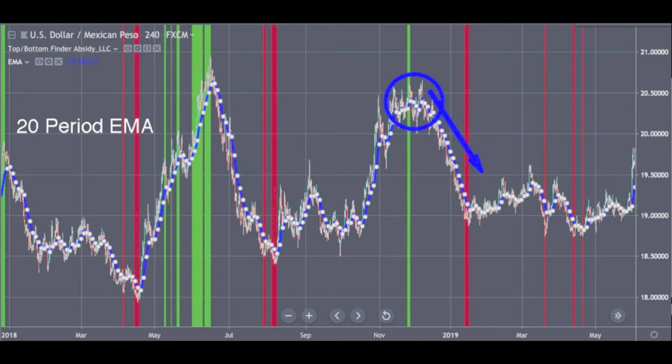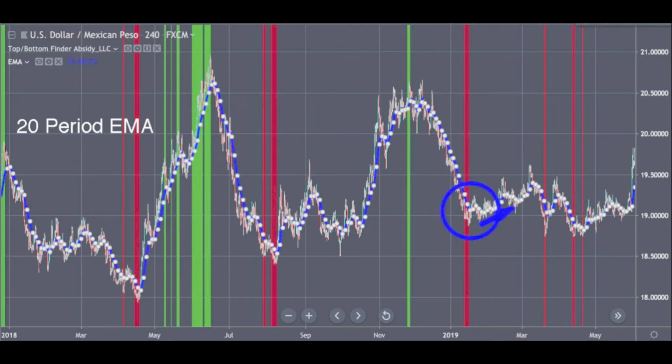Next, we had a market top forming in November of 2018 in the green area. You can see that in this area, there was a lot of back and forth movement around the 20-period EMA. However, there was only one area that was highlighted by the top and bottom finder as the market top. This means that there's a lot of opportunities to go short here. If you chose any of these opportunities to go short here, you would have been in good profit into 2019.